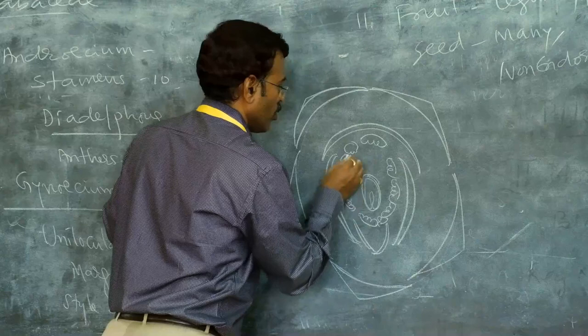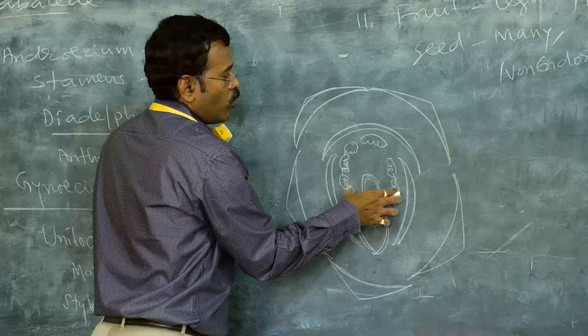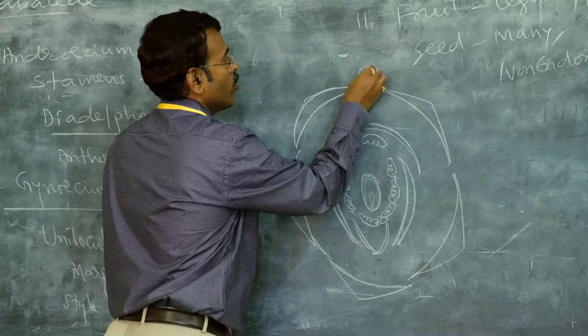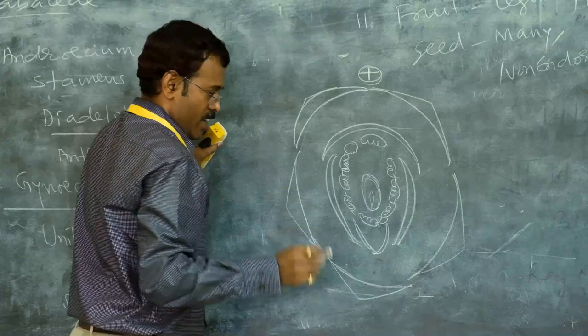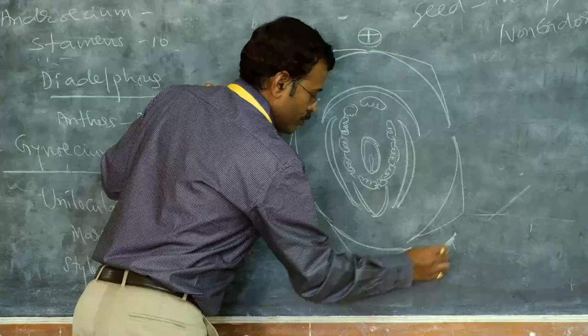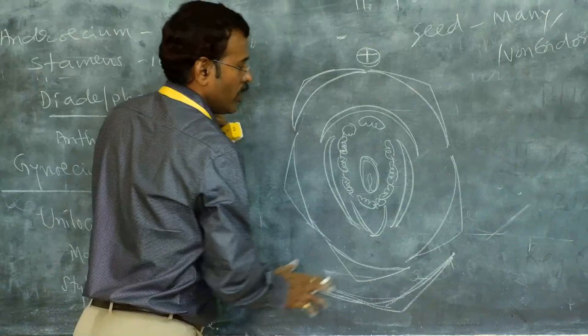So 9 fused into 1 bundle and 1 separate, and monocarpellary ovary with marginal placentation. This is symmetry of flower, mother axis, the floral anatomy. If the flower is bracteate, then we have to mention and draw the bracteoles. If the flower is having bract, we have to draw this bract, otherwise no need to draw bract.